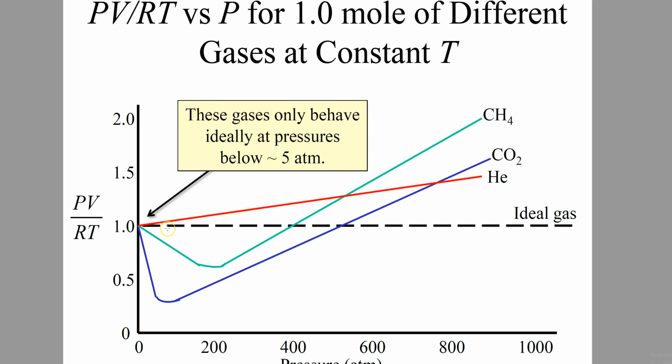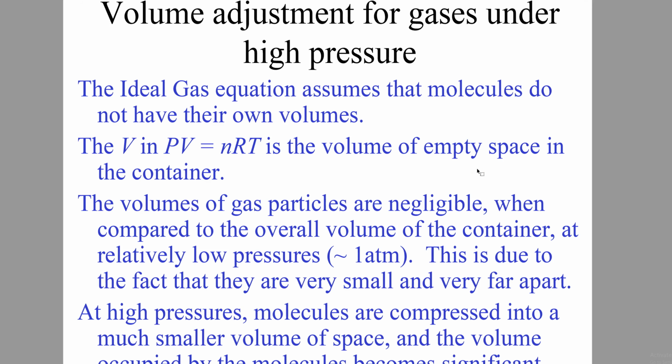Anything below that 5 atm, approximately this point right here, would behave as an ideal gas. Now, if you take carbon dioxide as an example, the moment you increase the pressure to about 100 atm, you see that the value drops and slowly begins to increase, but over time it deviates away from that ideal gas line.